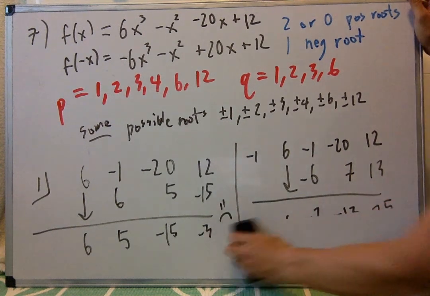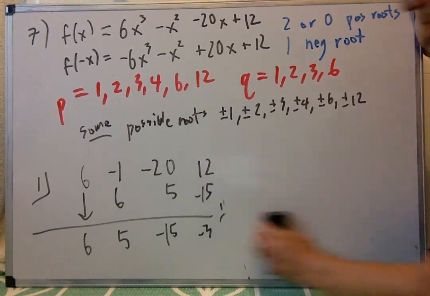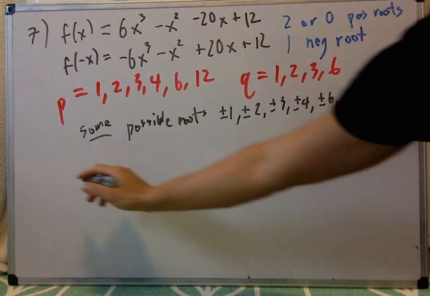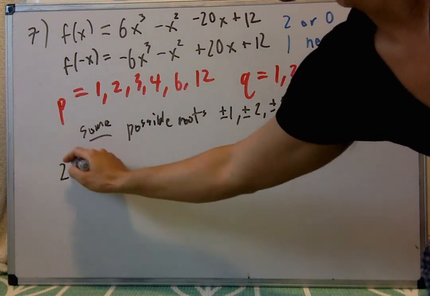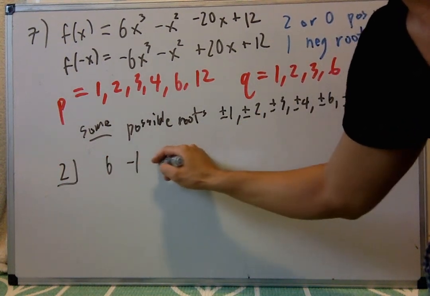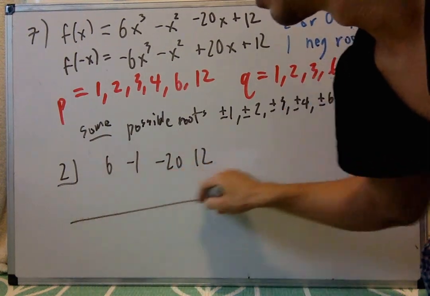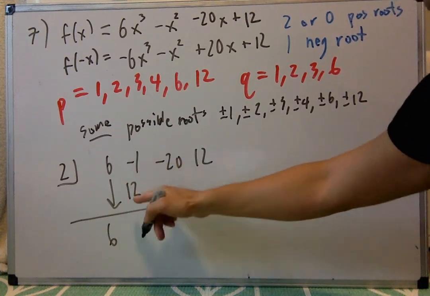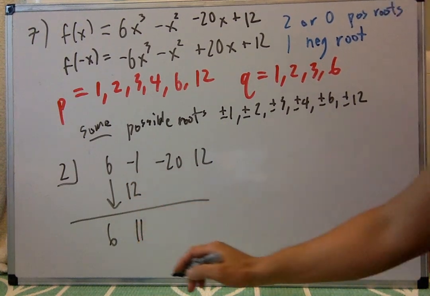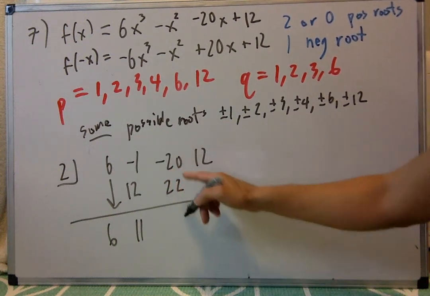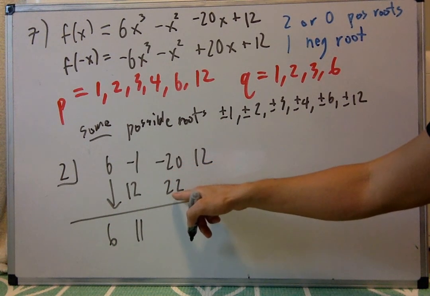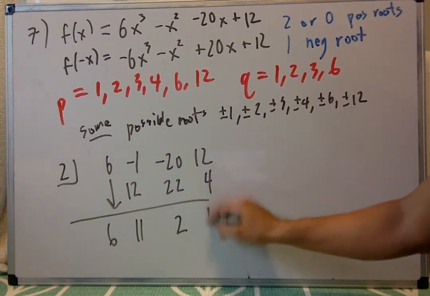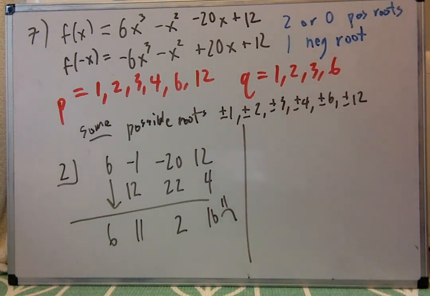Let's try 2's next. All right, so same thing. Let's try positive 2. We have 6, negative 1, negative 20, 12. And bring the 6 down. That's 6. 2 times 6 is 12. Negative 1 plus 12 is 11. 11 times 2 is 22. Let's see. Negative 20 plus 22 is positive 2. 2 times 2 is 4. So that gives us 16. That's a no-go. All right, let's try negative 2 then.